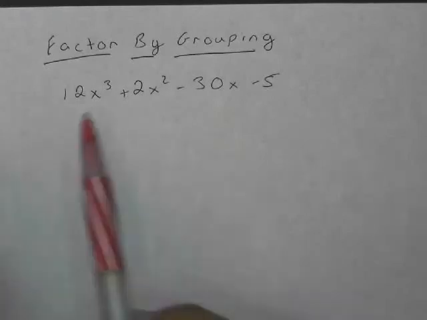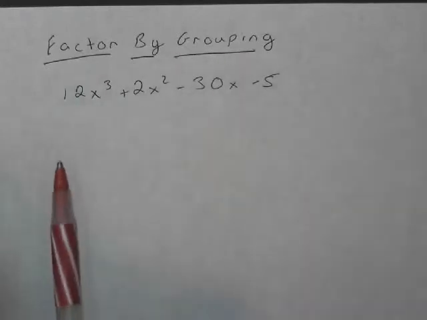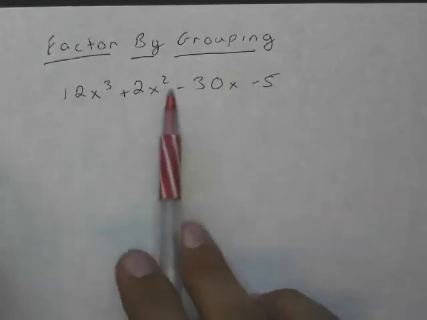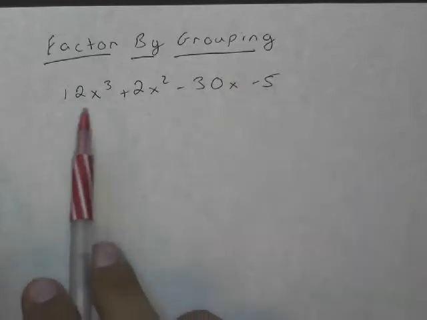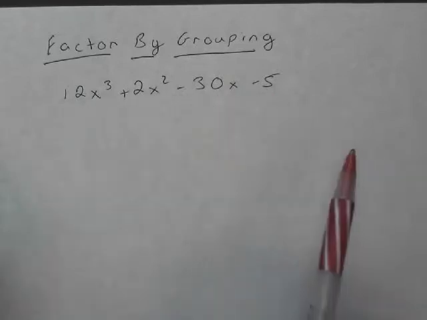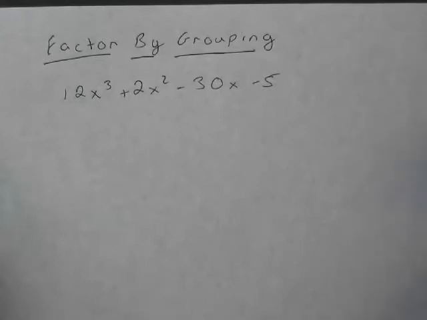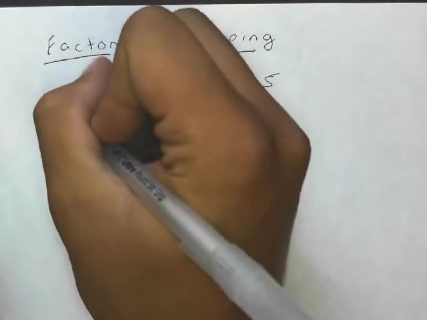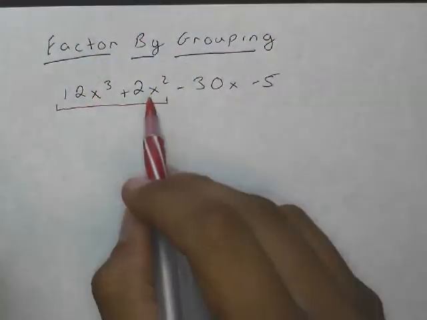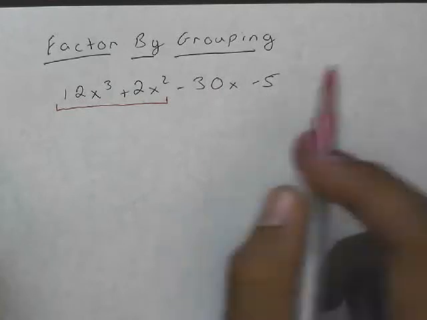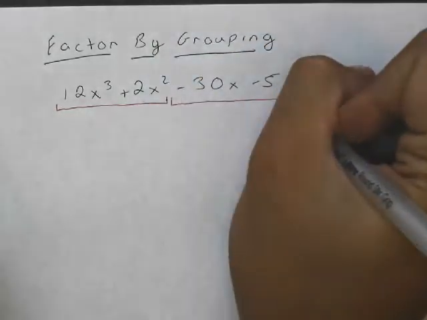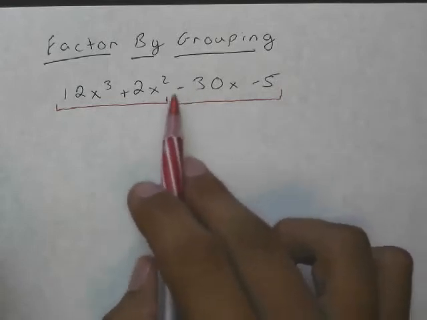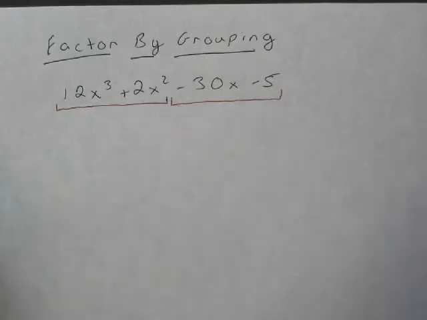In this problem here, we're going to be using what's called factor by grouping. We use factor by grouping when we have 4 terms in our polynomial, 1, 2, 3, 4, and there is no common factor amongst any of the terms. To begin, we're going to start by grouping our first 2 terms, the 12x cubed and the 2x squared, and our last 2 terms, the minus 30x and the minus 5. Notice how I've included that minus in this second group.